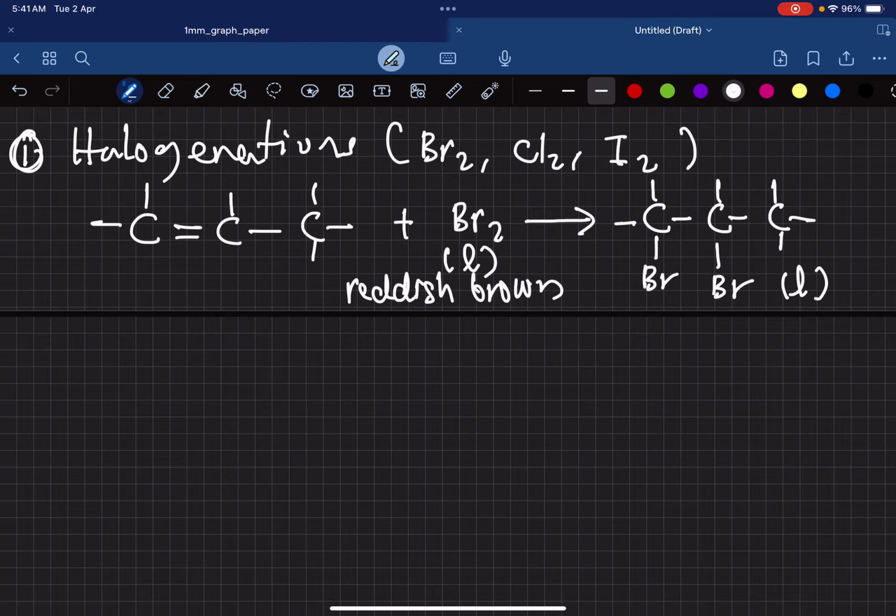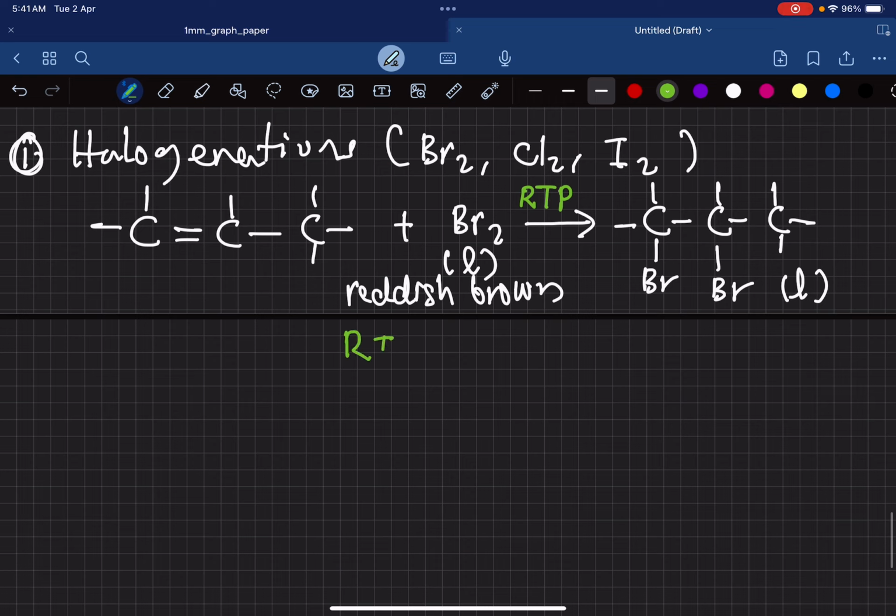This reaction is done at room temperature and pressure. RTP would be, for example, 25 degrees Celsius and 1 atmosphere. That means you can just do it at room temperature. No need to heat up, no need to do anything. So that would be RTP.